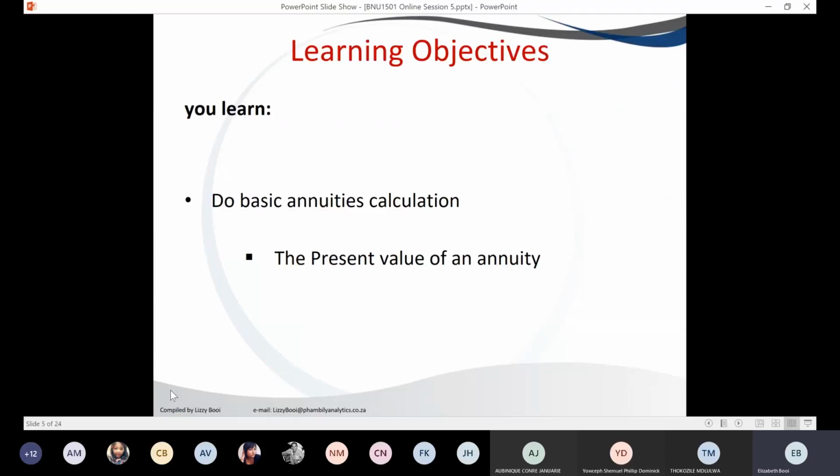Okay, we're going to look at the present value of an annuity. By the end of this 30 minutes, you should be able to do calculations on the present value of an annuity.